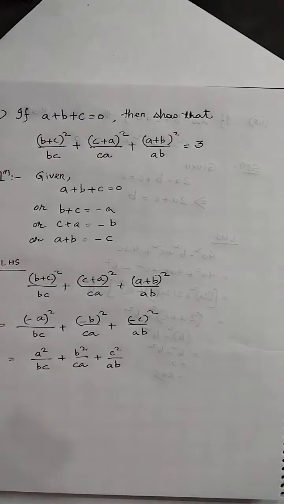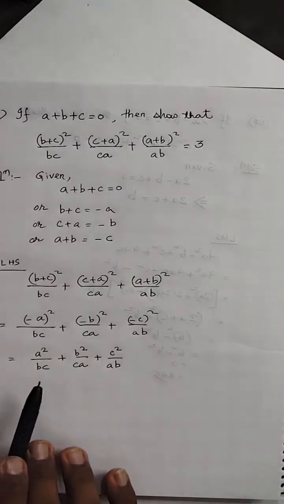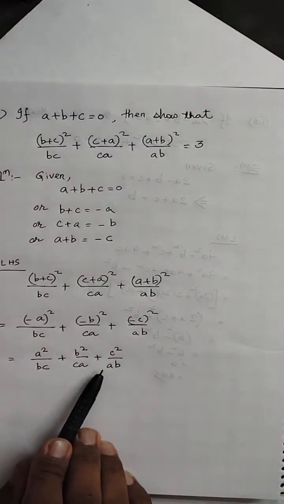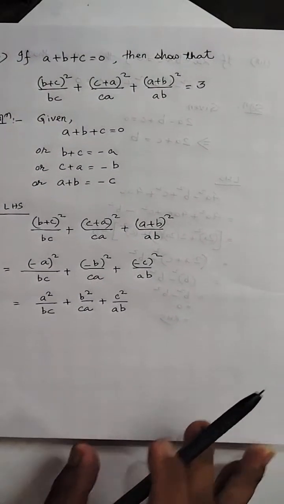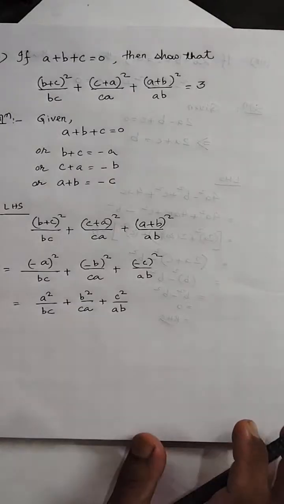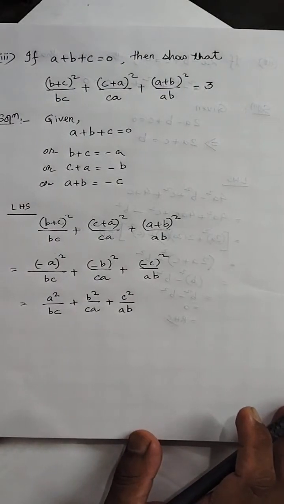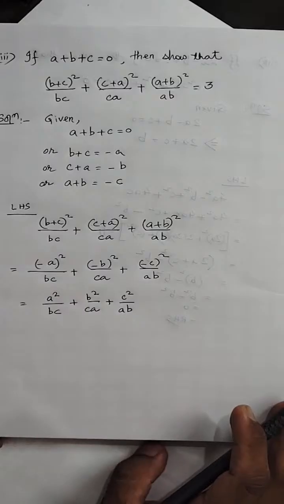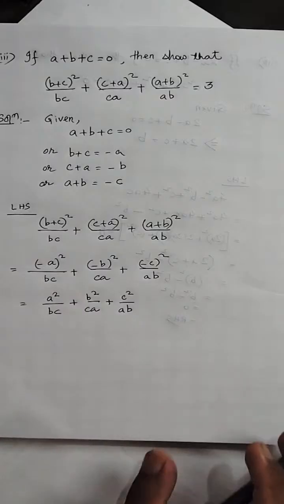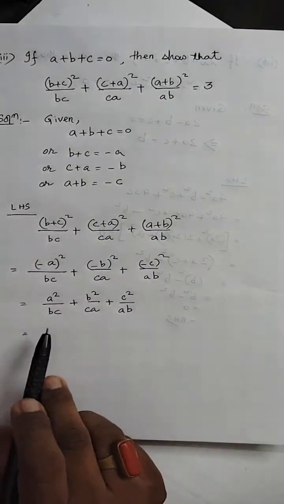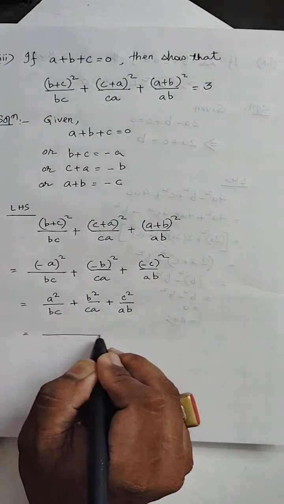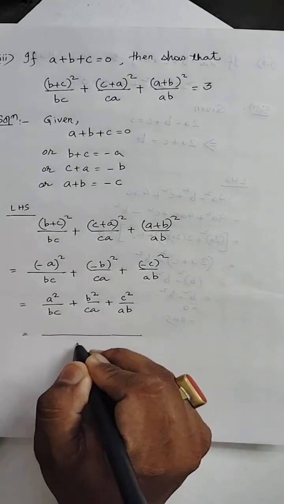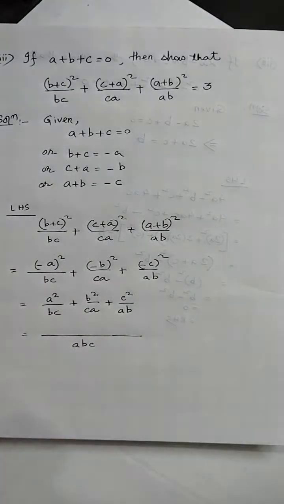Okay, now as for the denominators, we have BC, CA and AB. So if we really want to add them up, we will have to use LCM. Okay, let me adjust my notebook a little bit. So the LCM of BC, CA and AB will be ABC. A, B and C. Okay, now see how to proceed.